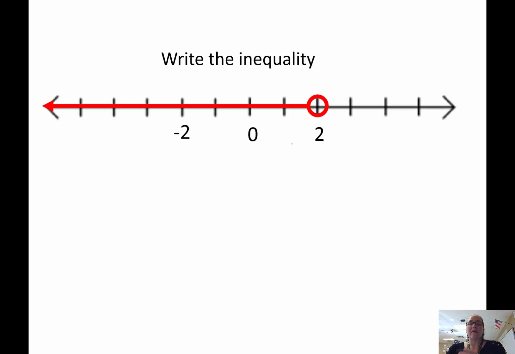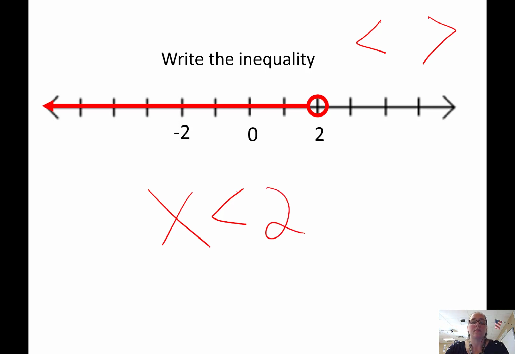All right, so let's talk about when we are given the graph. We're going to write the inequality from the given graph. So first thing I'm going to look at, is my circle open or is it closed? In this case it's open, so I know it either has to be less than or greater than. Then I need to look at which direction my arrow is facing. Is it facing to the left or to the right? In this case it's going left, so it is less than. So we're going to get x less than, what is my dot at? 2. So x is less than 2.